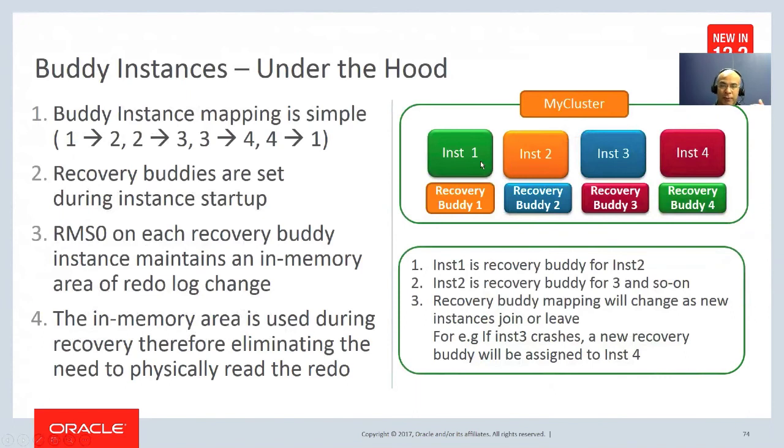One is if, let's say, instance 3 goes away, there doesn't need to be any vote to find out who's the next guy. It's recovery buddy 2, because this is the guy who's supposed to manage instance 3's changes. So this is so easy. And the second part is we don't have to also read the redo, because the redo is in this guy's cache or in a hash table. So we can just go and just focus on applying that.